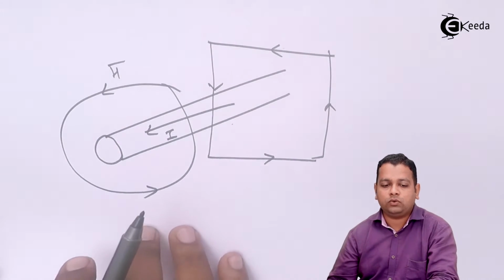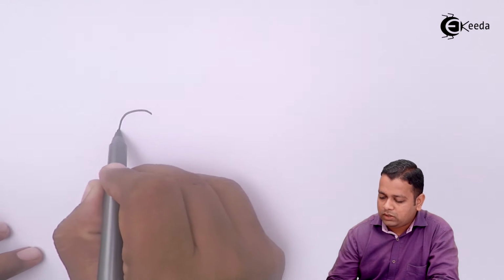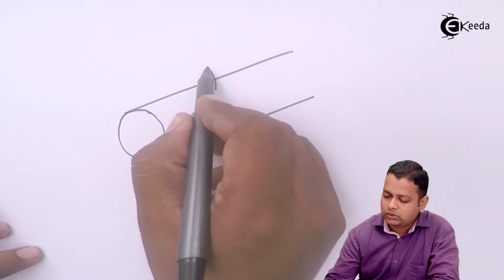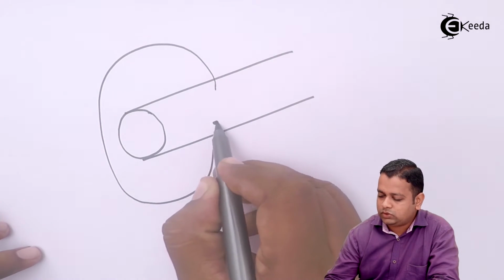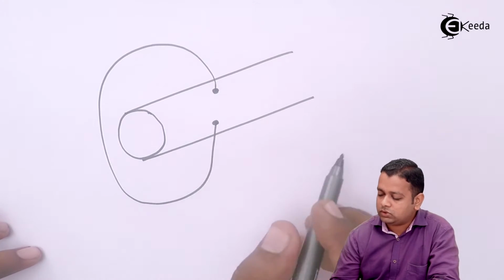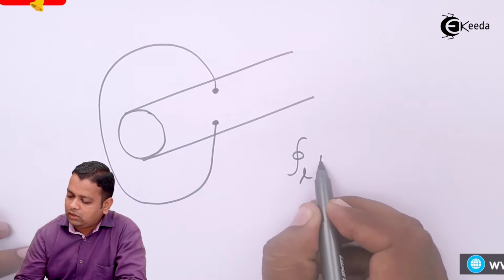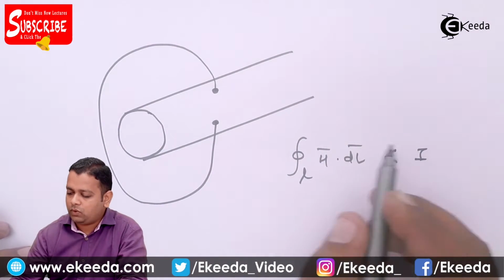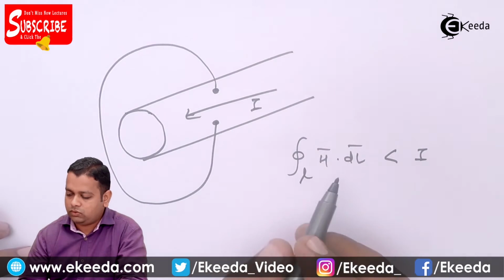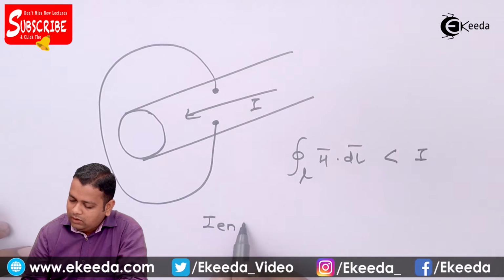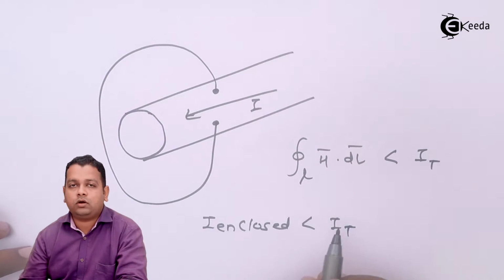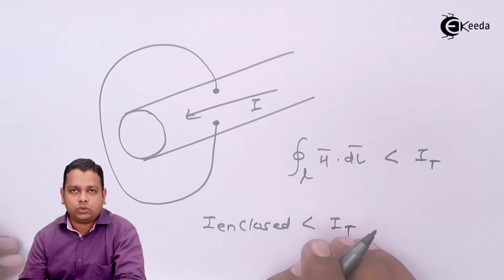Now, if any loop does not enclose the complete conductor body, if the conductor cross section I have shown you like this, and one loop is going like this, so that these 2 points are inside the body of the conductor, at that time closed line integral H bar dot dl bar will be less than I. So if I is the total current flowing through it, we can say I enclosed is definitely less than the total amount of current flowing through it. So this is Ampere's circuital law.